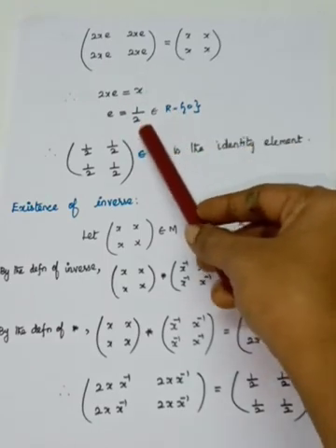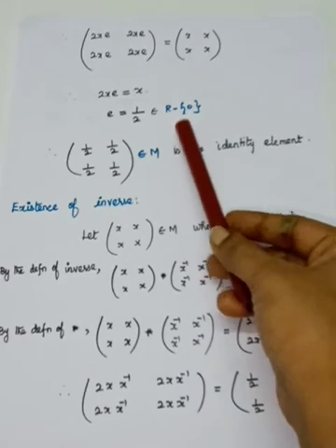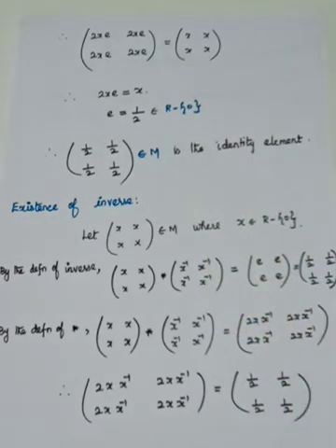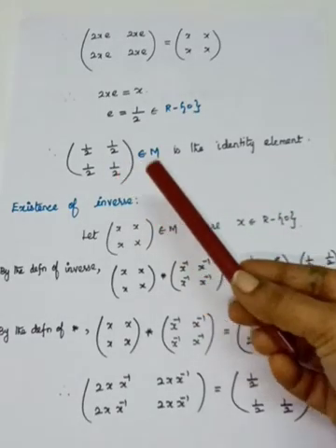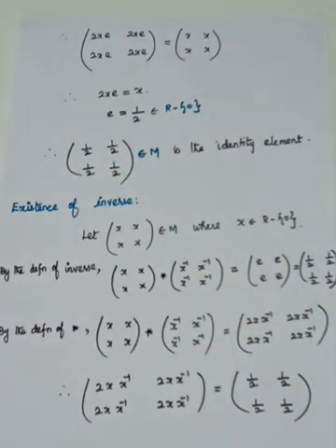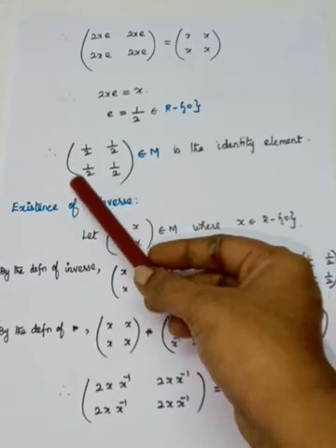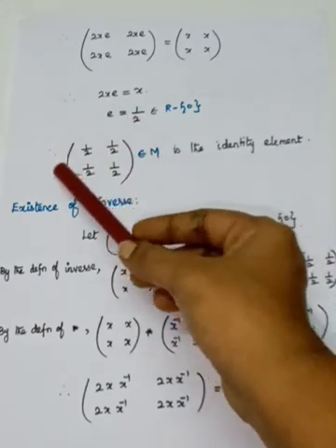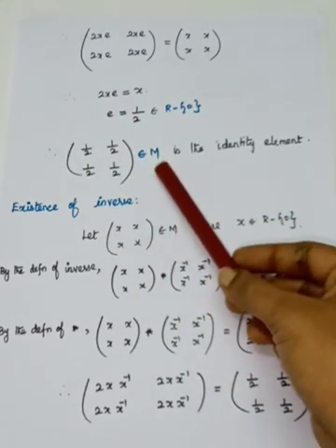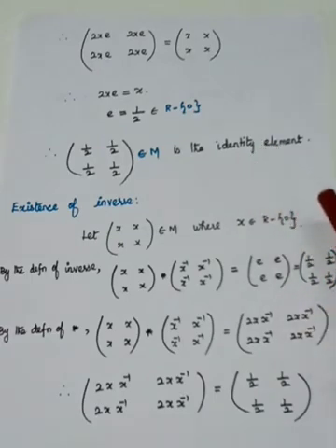It's a number, so it belongs to R minus 0. It's a non-zero real number. But what should be the identity element for the matrix? We have taken the matrix e, e, e, e. So therefore 1 by 2, 1 by 2, 1 by 2, 1 by 2. This only belongs to M. That is the identity element of the matrix.